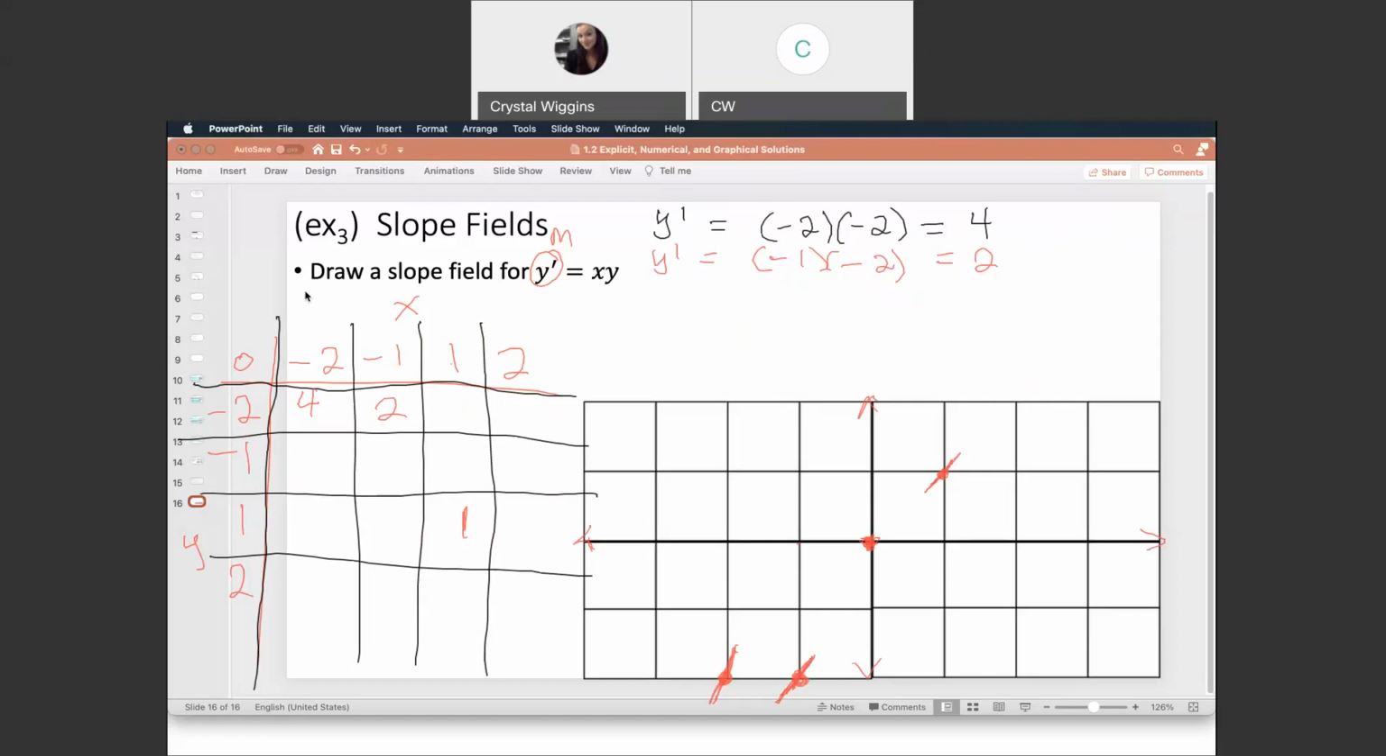Okay, let's do the point (+1, -2). We have y prime equal to +1 times -2, which gives us a -2 slope. So (+1, -2) is here, and we are doing a -2 slope, which means you go down 2 over 1. I have to guesstimate because it's kind of off my graph, but I'm visualizing it's about here.